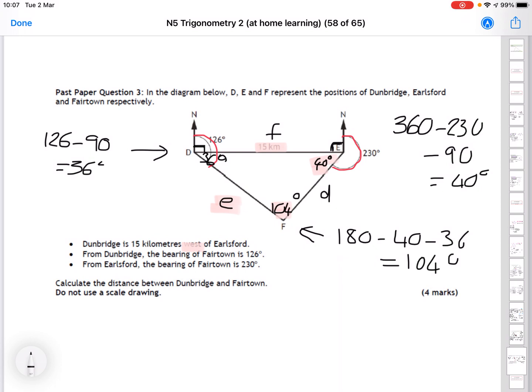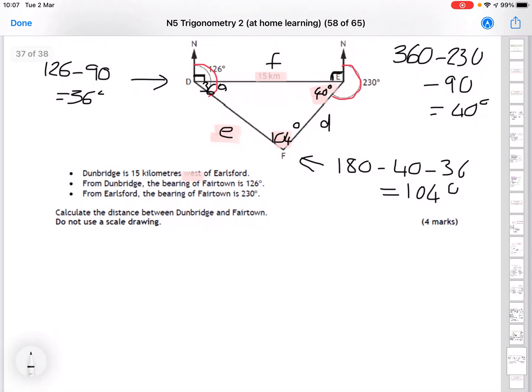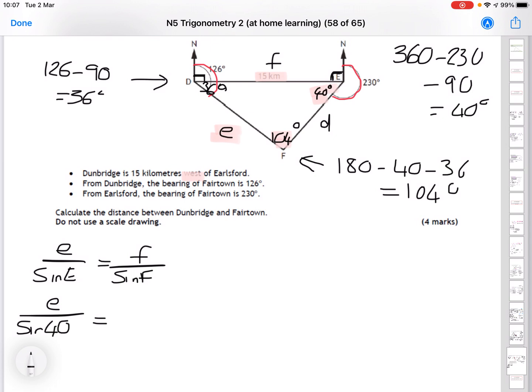So now that we've filled in everything we can fill in, we have everything we need to do sine rule. So we're going to go ahead and set up that calculation. So I'm just going to move the page up a wee bit. So we have E and we have F. So E over sine E equals F over sine F. So side E is the side we're looking for, so we'll leave that as an E. And then we have sine of the angle at E is 40 degrees. And then for F we have 15 for the side and the angle is 104, so sine 104.